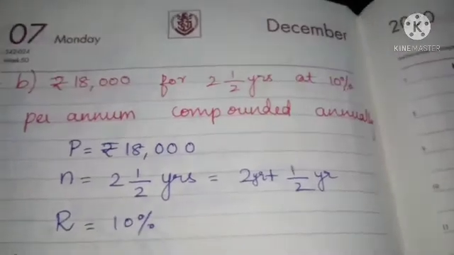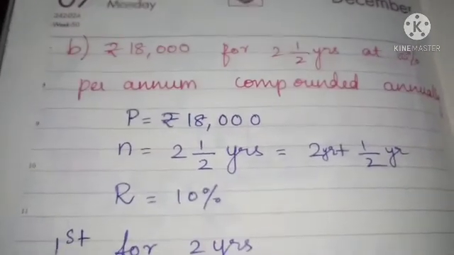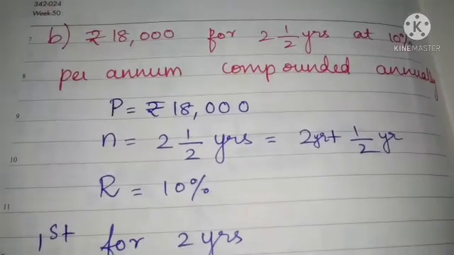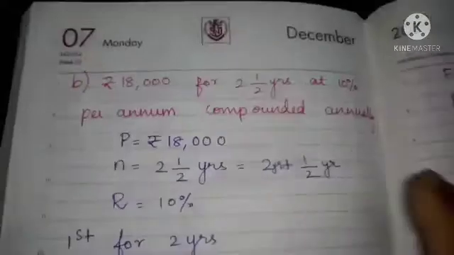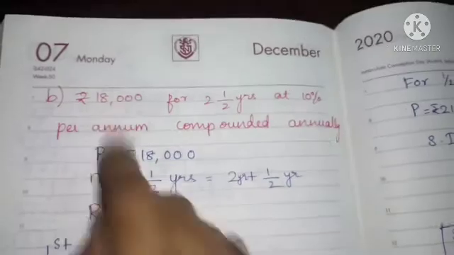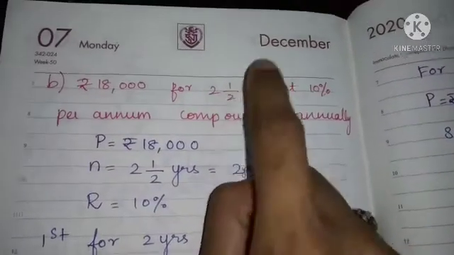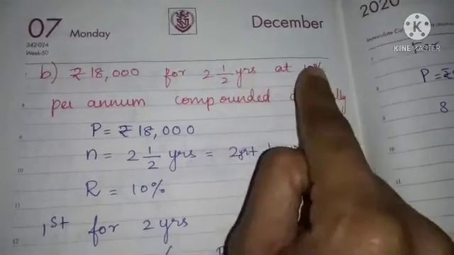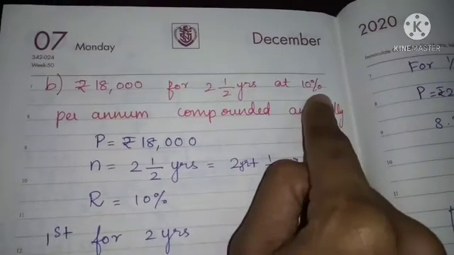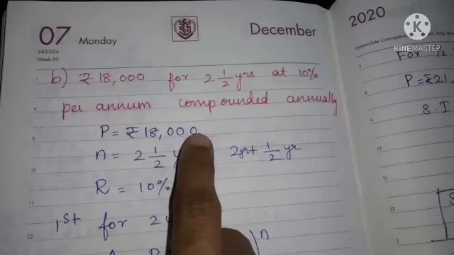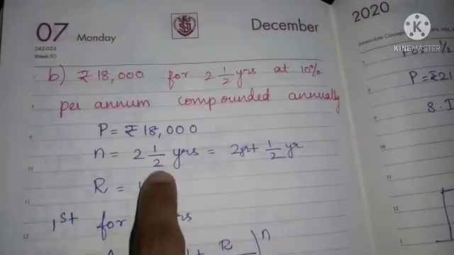Next is your B problem, children. It is somewhat different, okay, but this type of problem we have already discussed in the example. 18,000 is your principal for 2.5 years. So 2.5 is n, the years, at 10%. Rate is given as 10%. So principal is 18,000, n is 2.5 years.